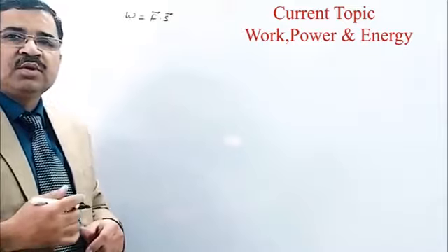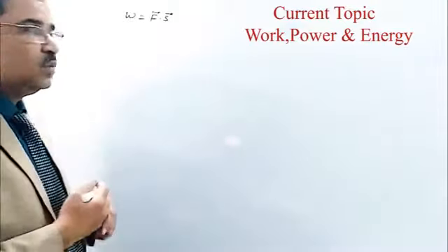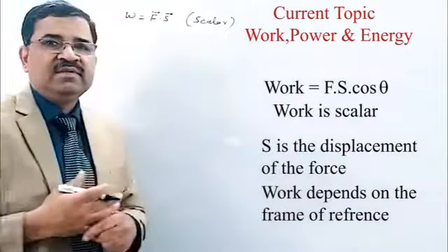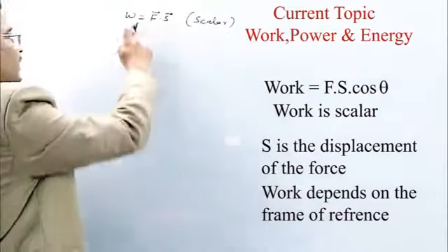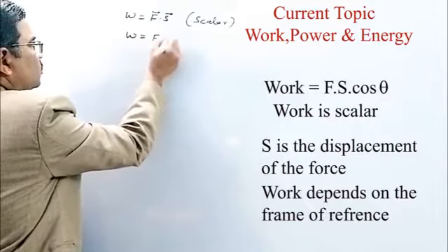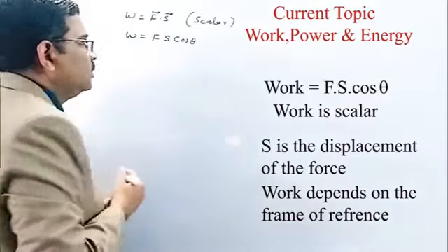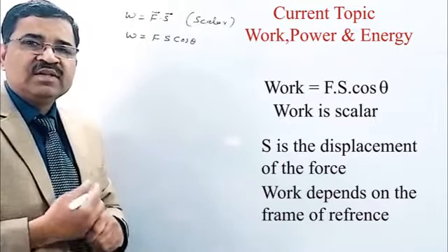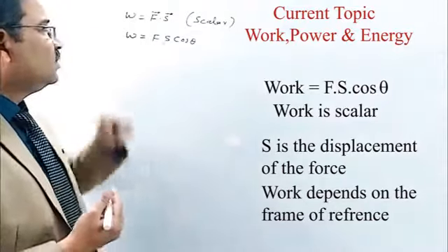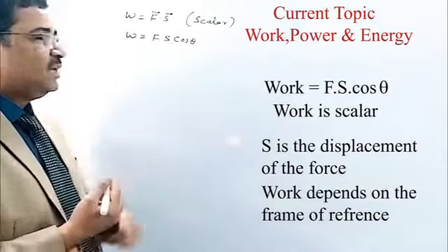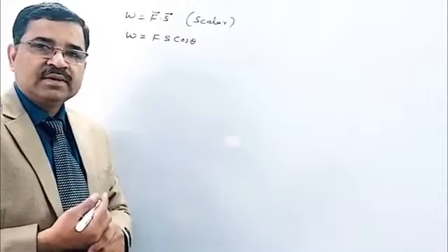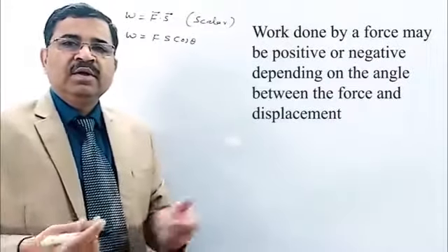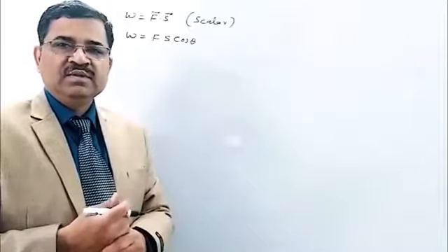Now because it is a dot product, it must be a scalar quantity. So work is scalar. That means it doesn't have any direction. And when I expand this, I get work done W = Fs cos theta. Depending on the value of theta, if it is less than 90 degrees, then this work will come out to be positive, and if it is more than 90 degrees, then the work done is negative. So we can have positive work or negative work depending on the angle between the force and displacement.